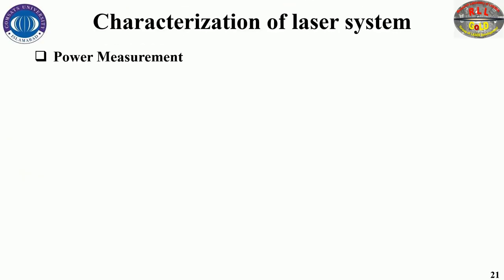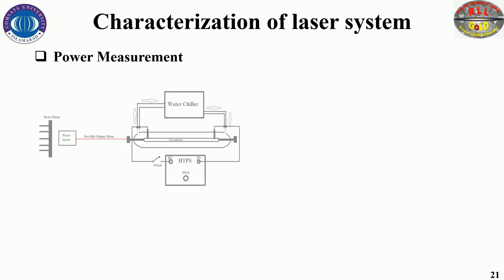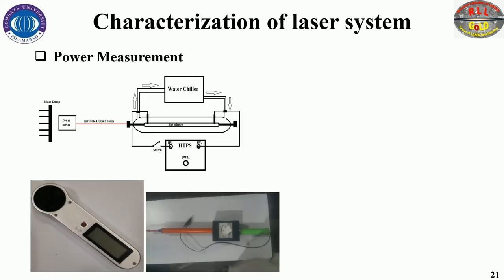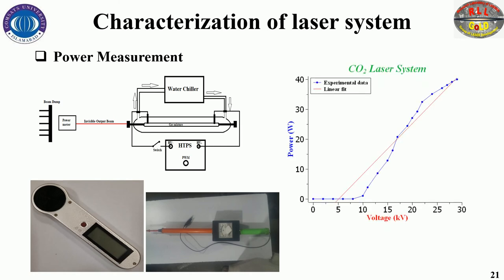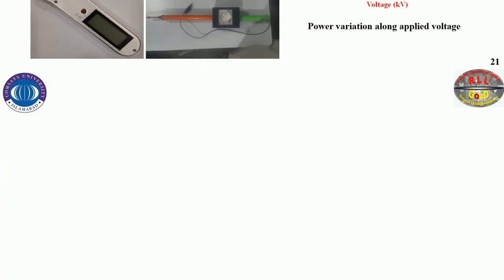Characterization of laser system. First, we measure the power of our laser system by using this power meter and this high voltage probe to measure the voltage that is applied to the tube, and this is the behavior of the voltage and power. It shows that the power increases linearly with the applied voltage.